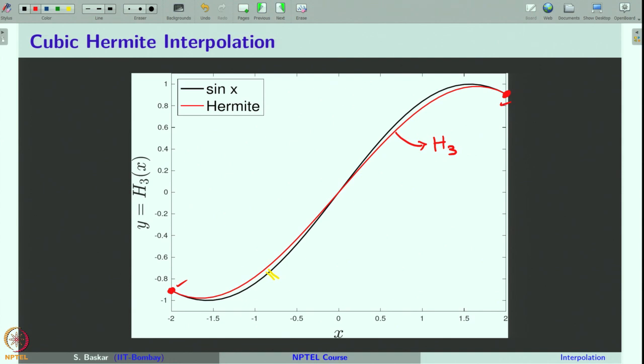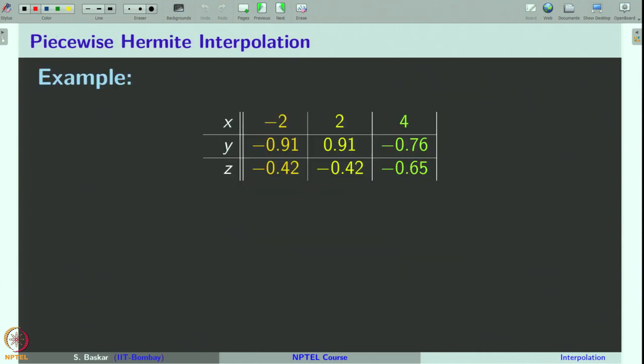You can see that at the node points, the function value and the polynomial value are coinciding. This is the first set of interpolation conditions. And also, you can see that at the node points, the slope of the polynomial and also the slope of the function are coinciding. This is the second level of the interpolation condition, which is clearly visible in this graph, right?